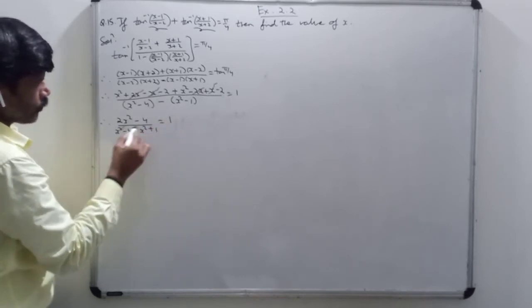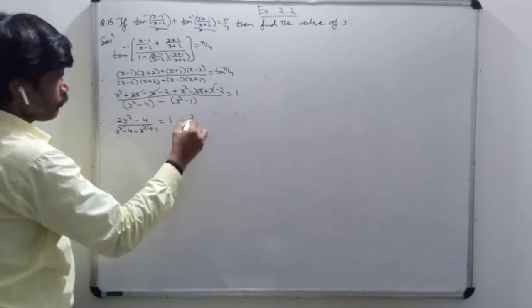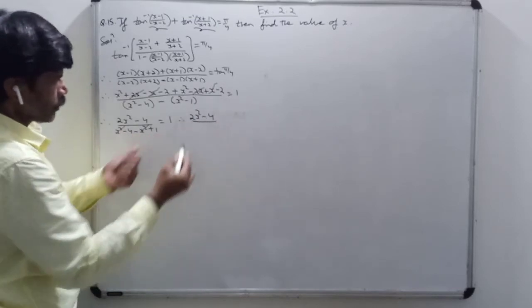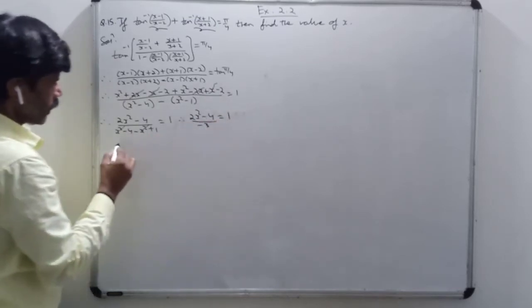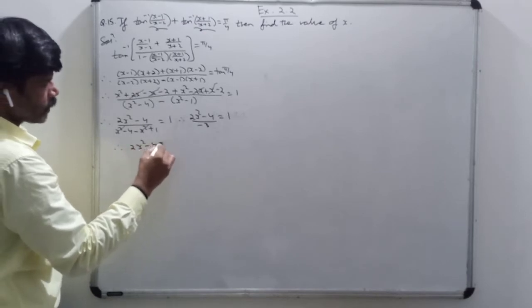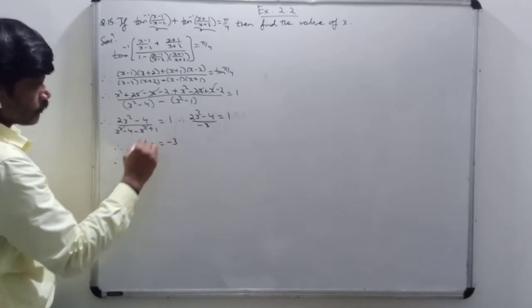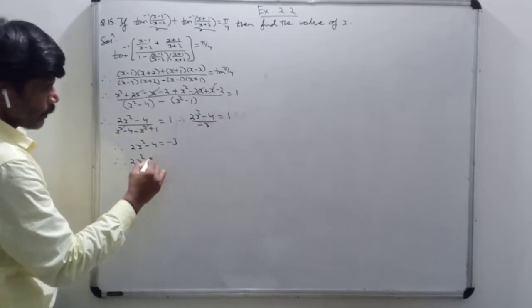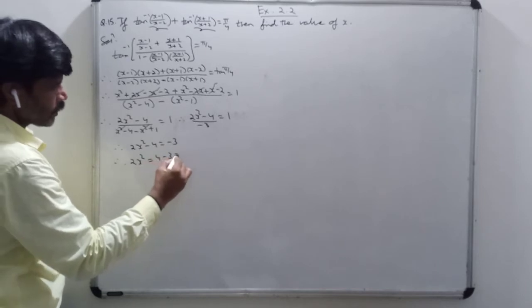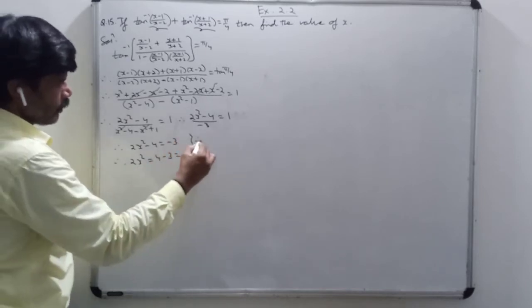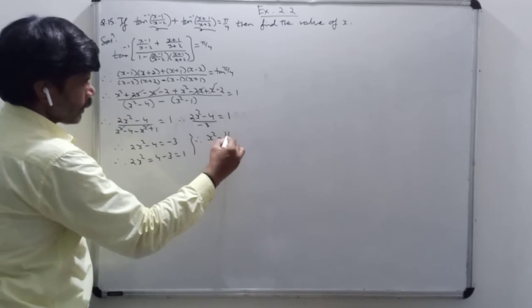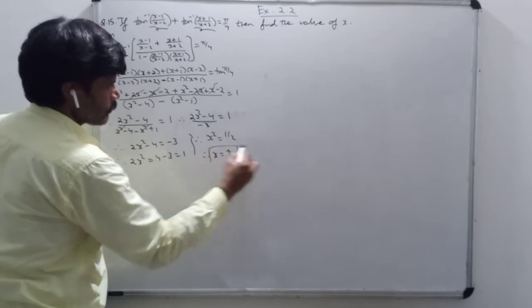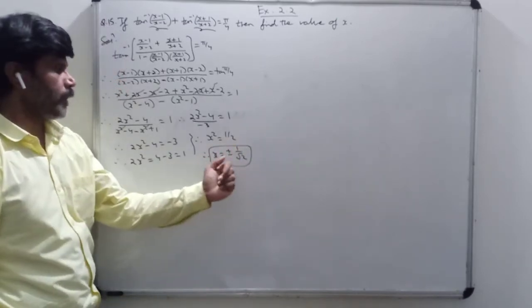Now this x square will get cancelled, so what we are getting, 2x square minus 4 upon minus 4 plus 1, minus 3, is equal to 1. So therefore I am getting 2x square minus 4 is equal to minus 3. Now minus 3 into 1 will be minus 3, minus 4 will go to that side, so it will be plus 4, so 4 minus 3 is equal to 1. So therefore x square is equal to 1 by 2. So therefore x is equal to plus or minus 1 by root 2. So we are getting two values of x, either plus 1 by root 2 or minus 1 by root 2.